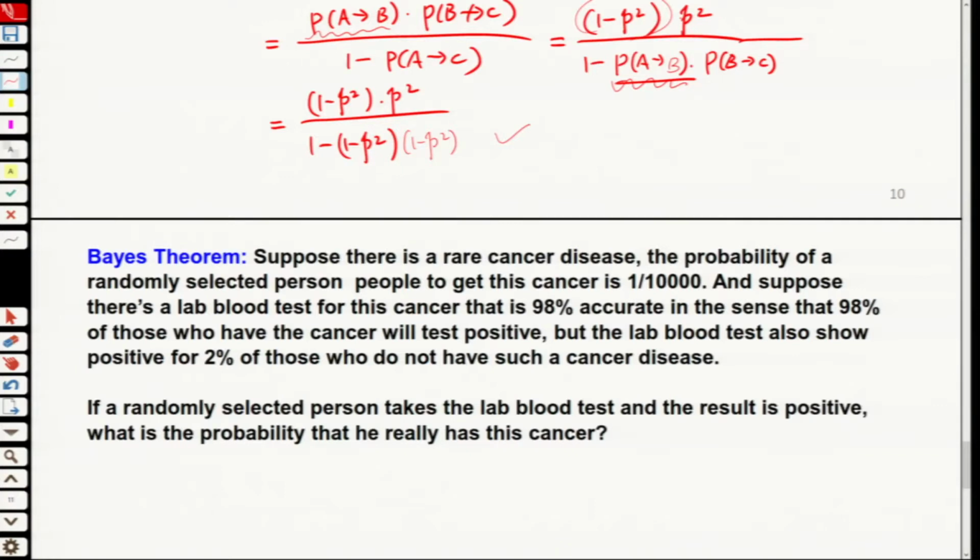Rare, okay? Very rare. How do you quantify it is rare? That is the probability of a randomly selected person to get this cancer, it's about, that means only 1 out of 10,000 could have this rare cancer. Now suppose there is a blood test, a lab blood test, that is 98% accurate, in the sense that 98% of those who have the cancer will be tested positive.